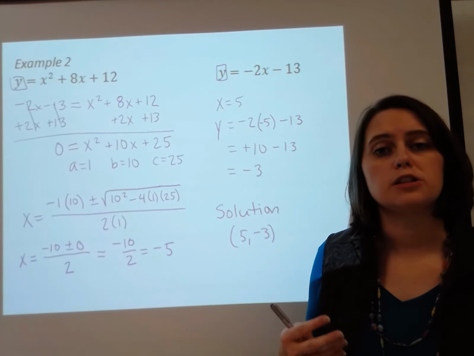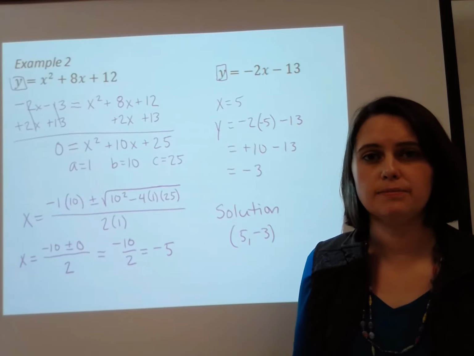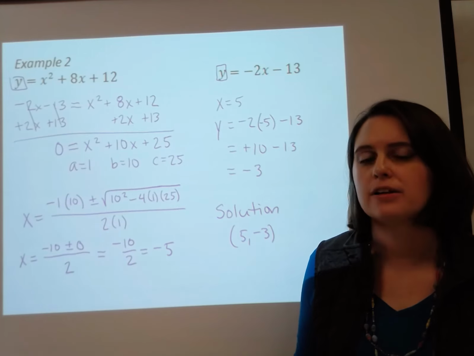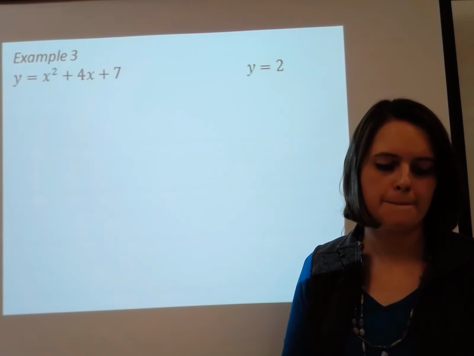So again, you could check this by plugging in the xy ordered pair into both the quadratic and the linear, or use your graphing calculator to check and look at the visual graph and where they intersect. Let's look at example 3.